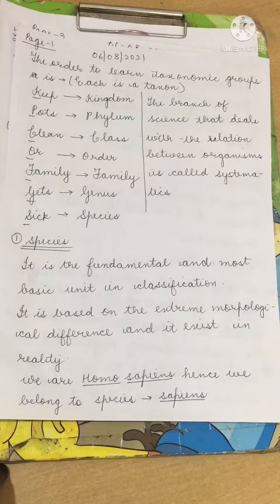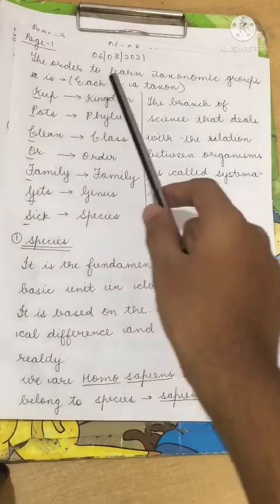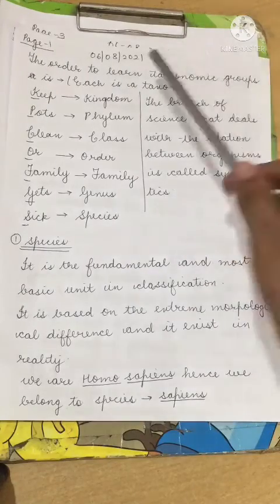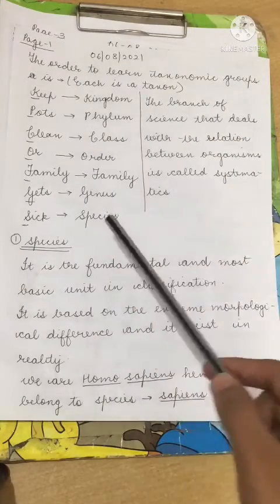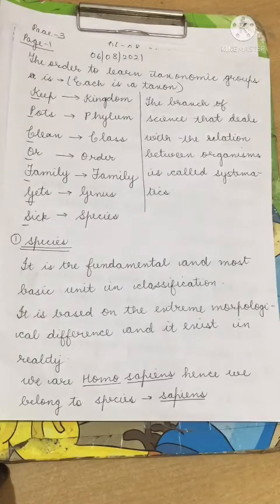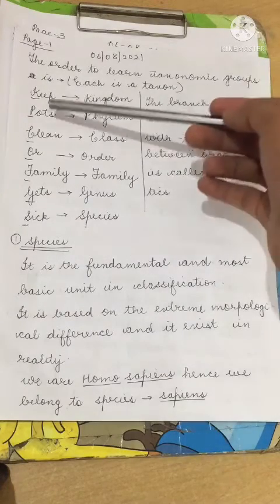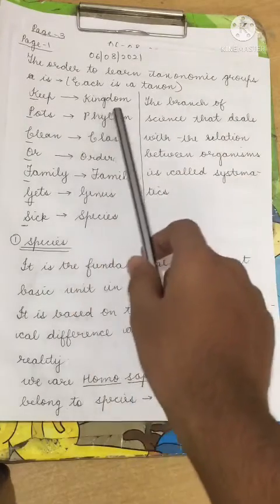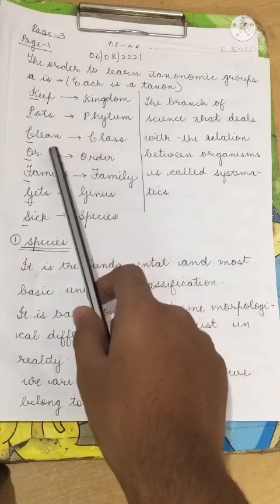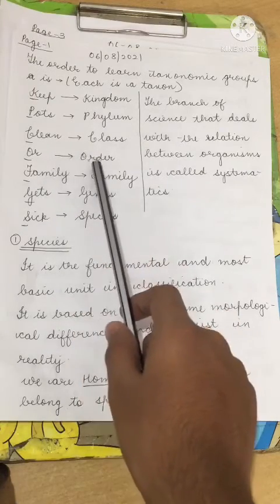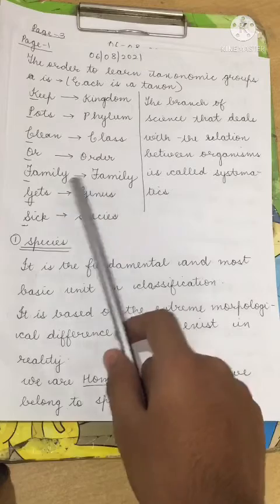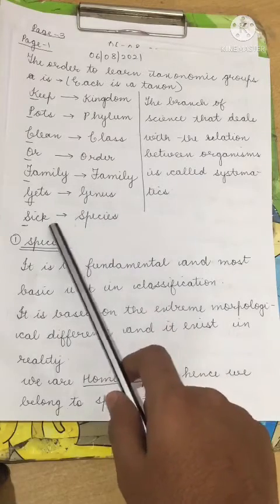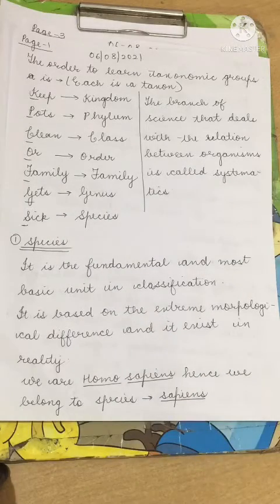So now let's study today some of the important topics from the first chapter, The Living World. The order to learn the taxonomic groups, I have already told you in our previous class, so let's study it again. The mnemonic is "keep pots clean or family gets sick." Here keep stands for kingdom, pots for phylum, clean for class or for order, family for family, gets for genus, and sick for species.